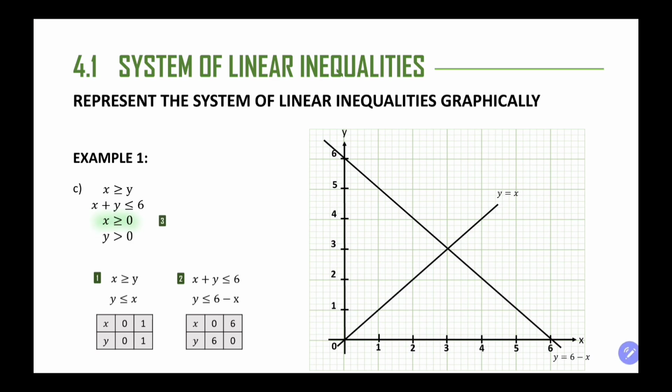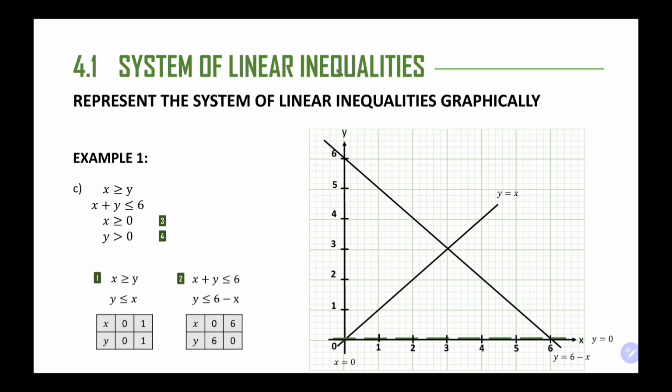Next, we have x greater than or equal to 0. So on the y axis, we have x equals 0. And last, we have y greater than 0. So on the x axis, we put y equals 0. Since we have greater than only, we use a broken line.